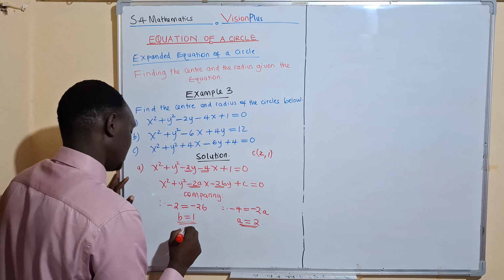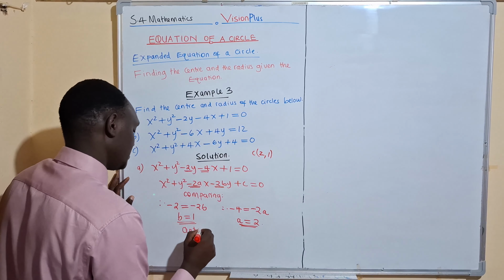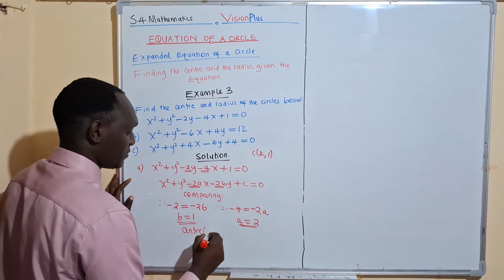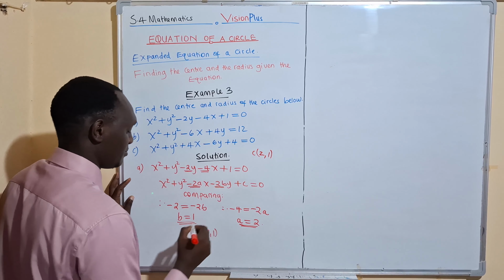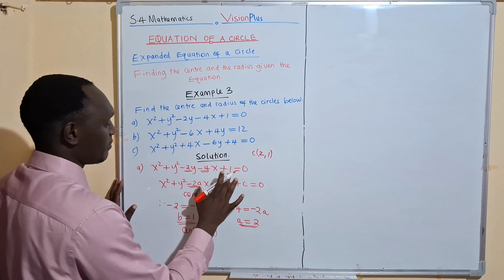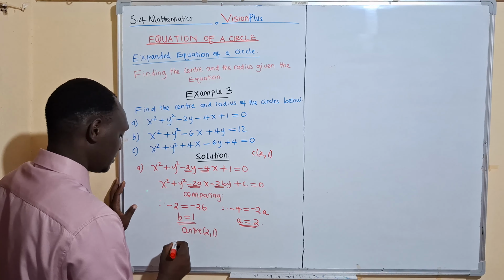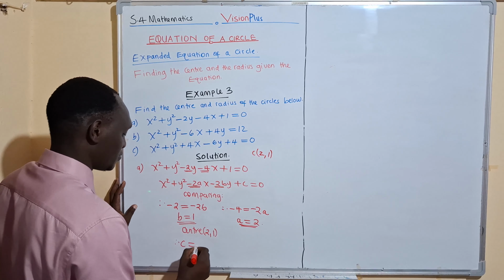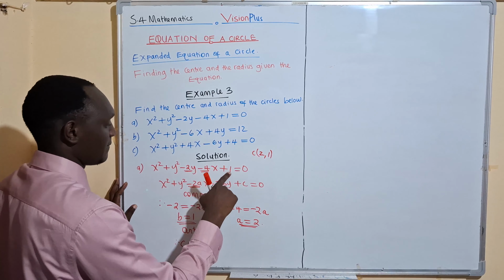And then you write the center. So if you write the center, a is first, which is 2, and then b, which is 1. So those are the coordinates of the center. Also by comparing, you find that c is equal to 1. Also c equals 1, which is here.